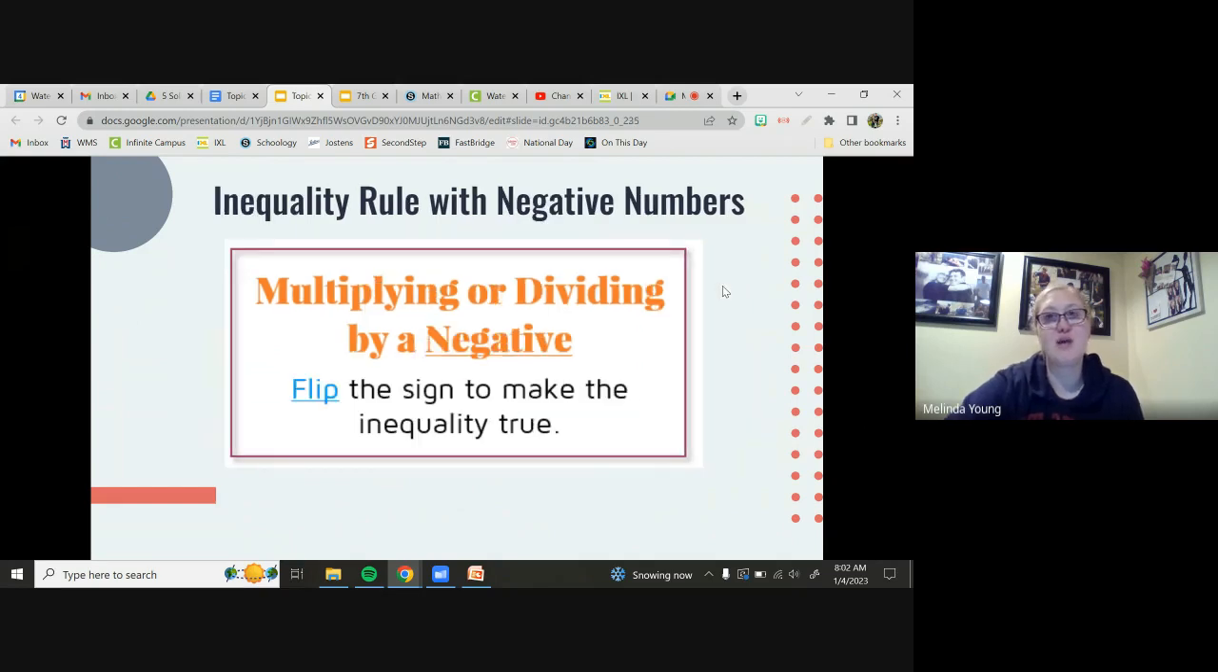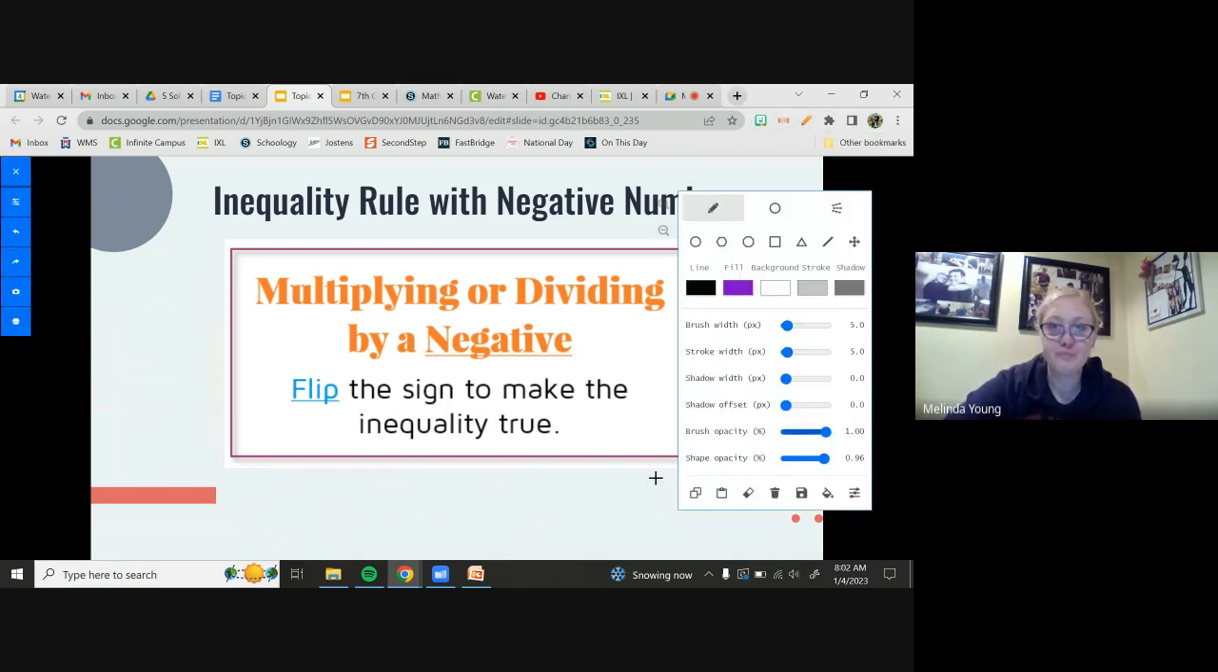This is where it differs when you're looking at an inequality rule with negative numbers. You're going to flip the sign to make the inequality true. What I mean by that is, let's say I had negative 3x is greater than 15. Because the number with the variable is negative, you are going to switch or flip this inequality sign.